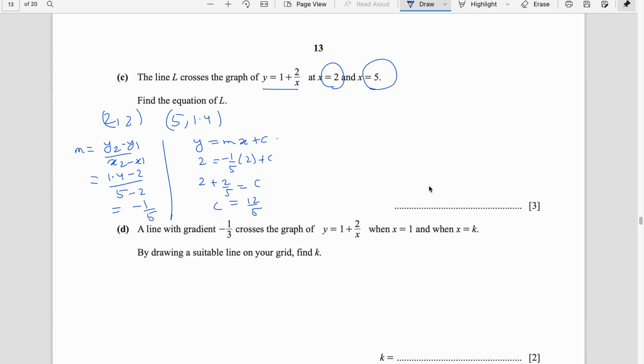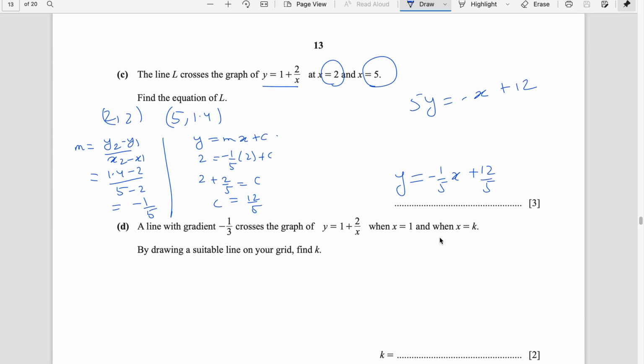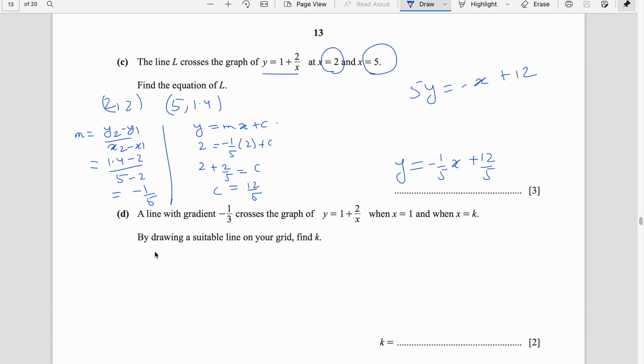So we have the gradient, we have the point. So y is equal to negative 1 over 5 x plus 12 over 5. You can also simplify by rearranging, multiplying the whole equation by 5 will give you this. So any form is acceptable.